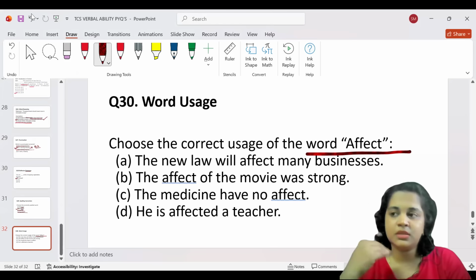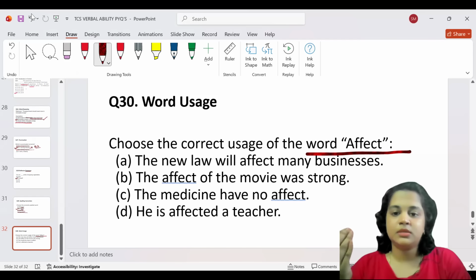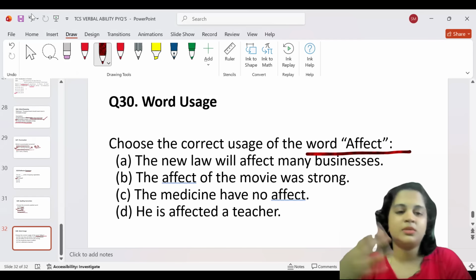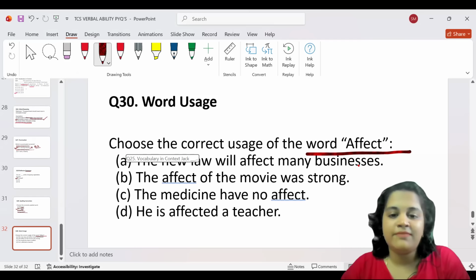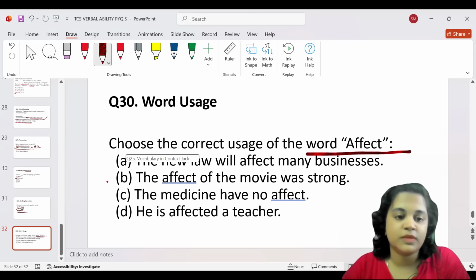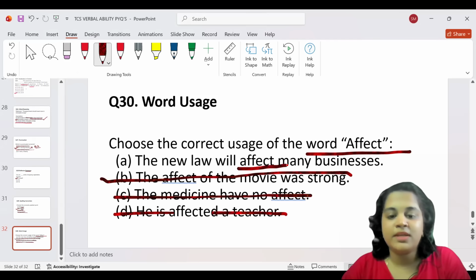Effect is something that is also an event or a happening, but let's look at the examples. I think that will be able to explain it more clearly. The new law will affect many businesses. The effect of the movie. Okay, this should have been the effect of the movie. It's not option D. The medicine have no effect. No, it's not that. He is affected a teacher. No, it's not this as well. So the new law will affect many businesses.